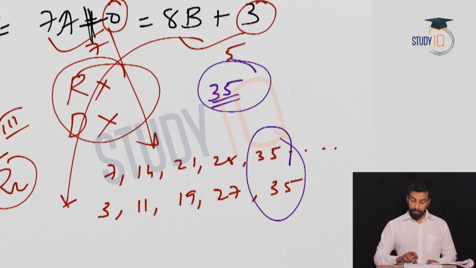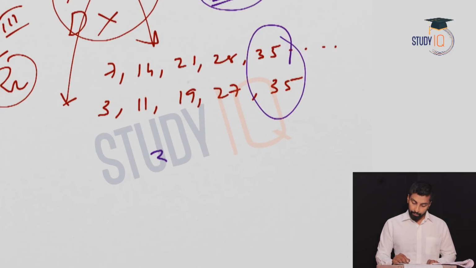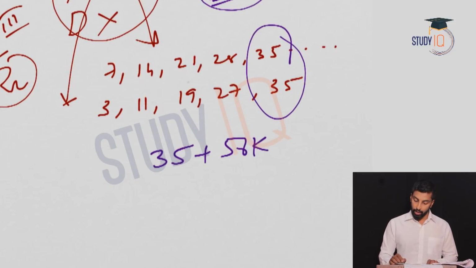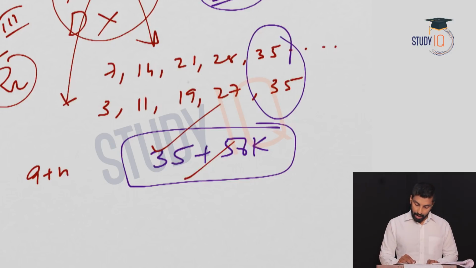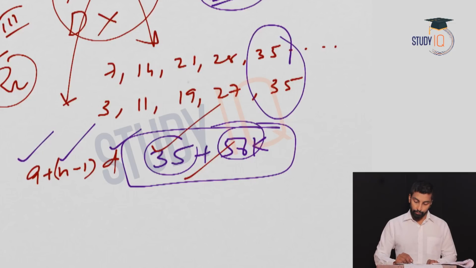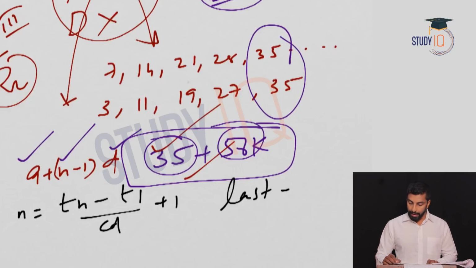Now what is the common difference? That will be LCM of 7 and 8, 56. So your AP will be 35 plus 56k. You get an AP. So first term you need to find manually like this. Nth term you can find by using a plus n minus 1 into d. Because if they are asking 10, n becomes 10. d you know 56, a you know 35. Number of terms you can find by using tn minus t1 divided by common difference plus 1, or last term minus first term divided by common difference plus 1.